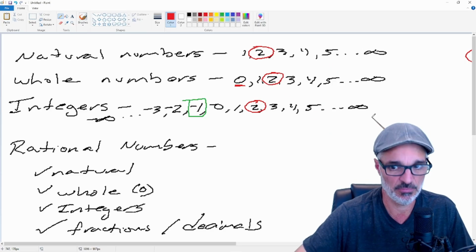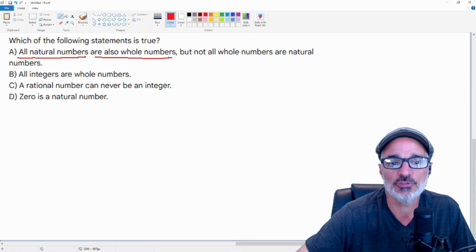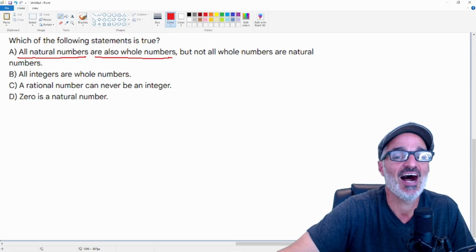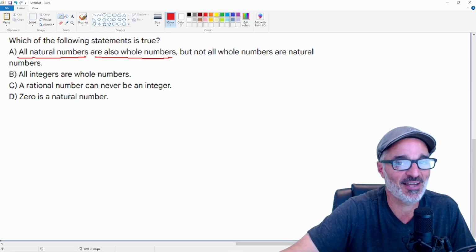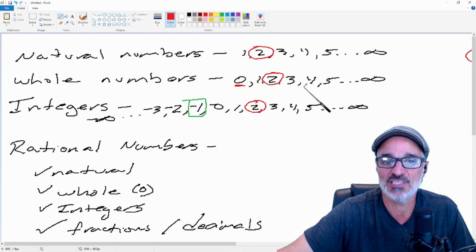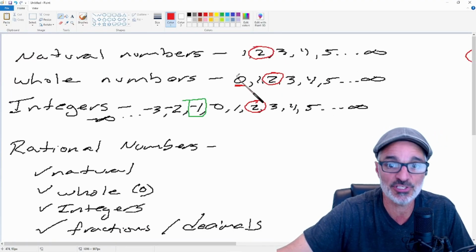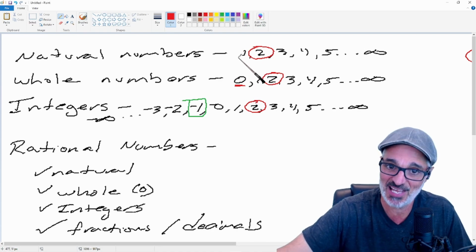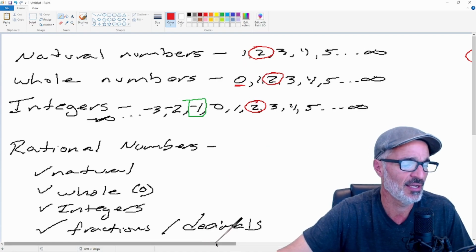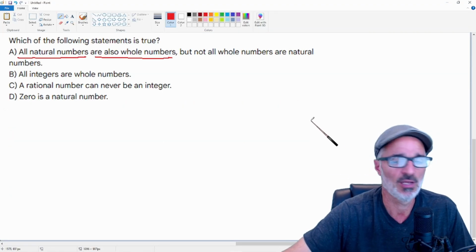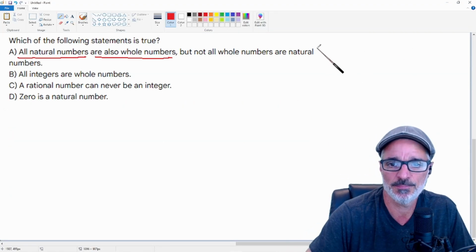Yes. Okay, so far so good. All natural numbers are also whole numbers, but not all whole numbers are natural numbers. That's correct, because whole numbers include zero, and zero is not a natural number. Okay, so that one is looking like it's true. So let's put a question mark here.